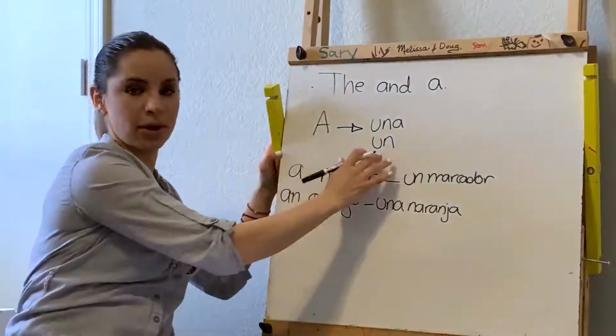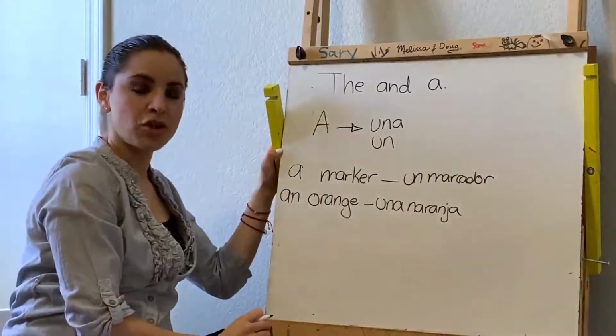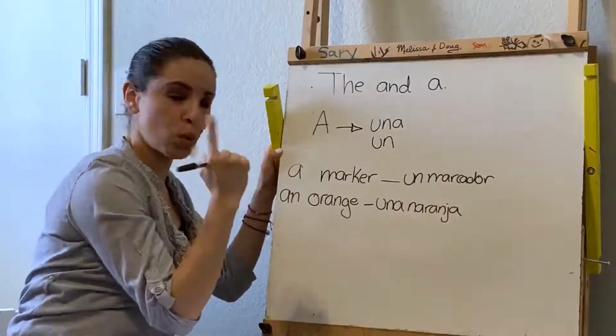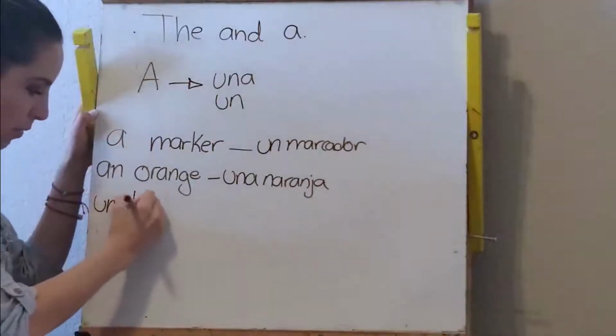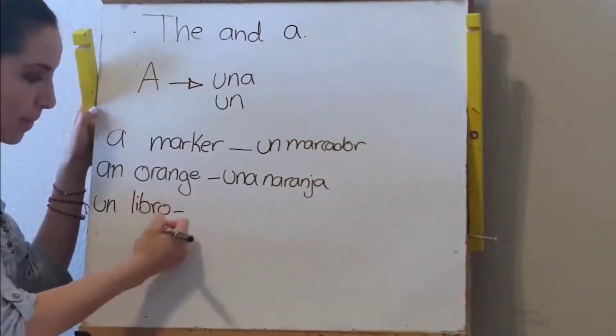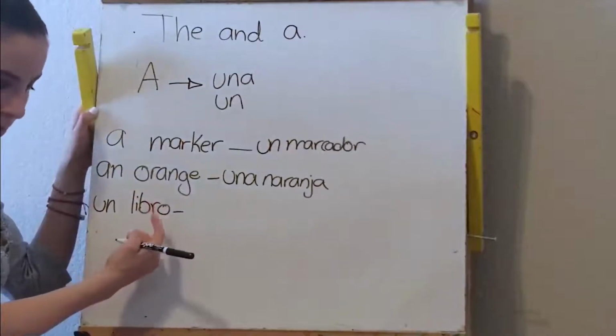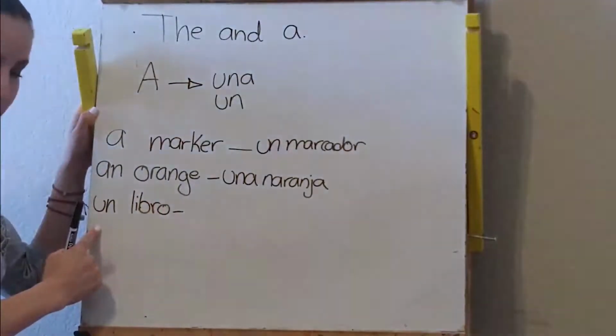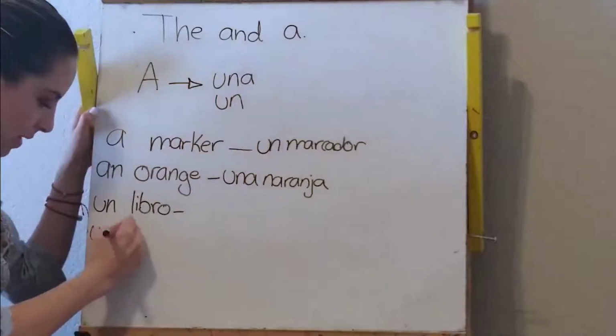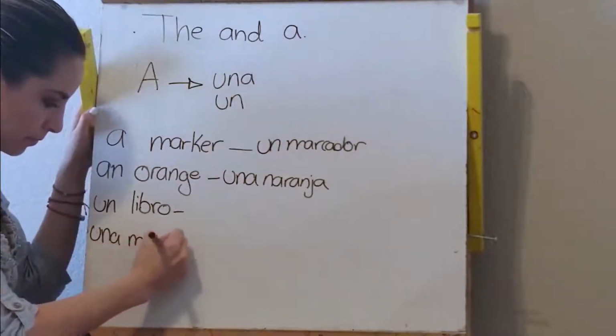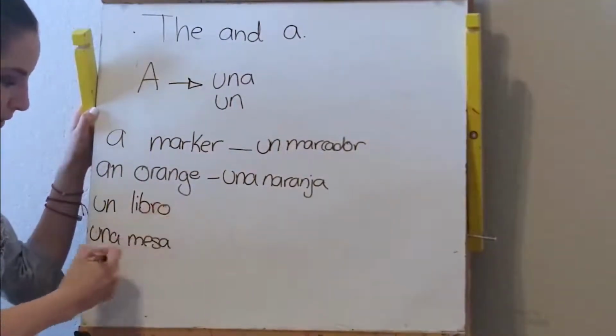This is singular, right? Yo tengo un libro. Un libro means I have one book. Una mesa. Tengo una mesa. This is singular.